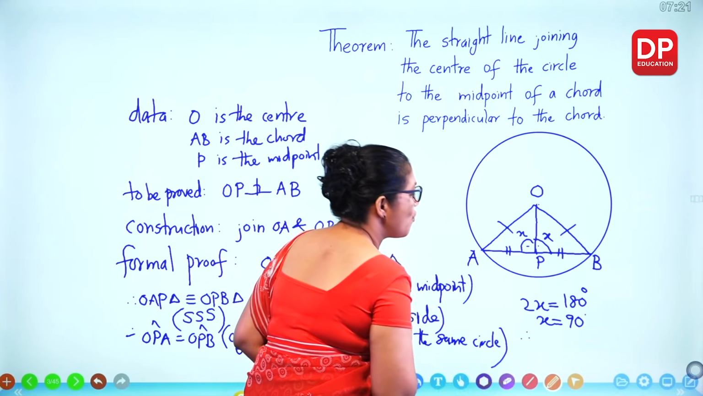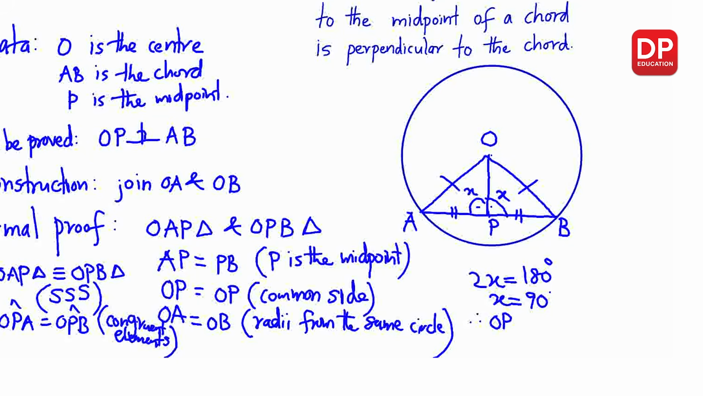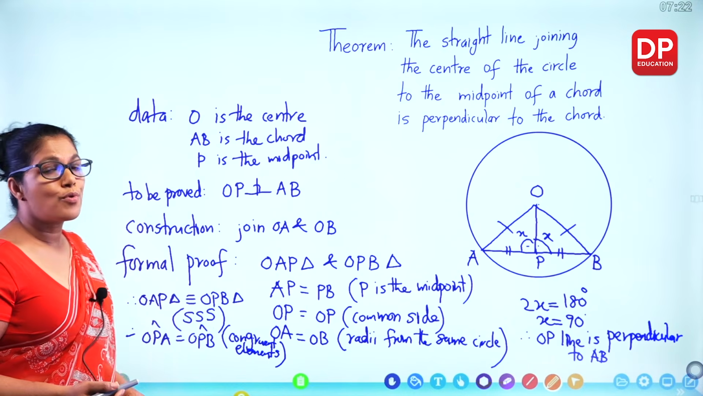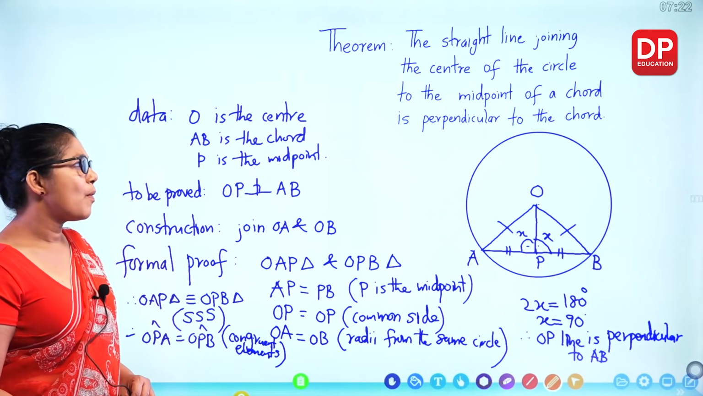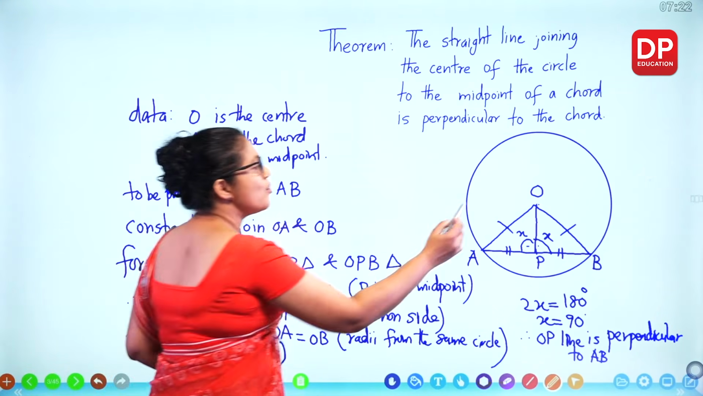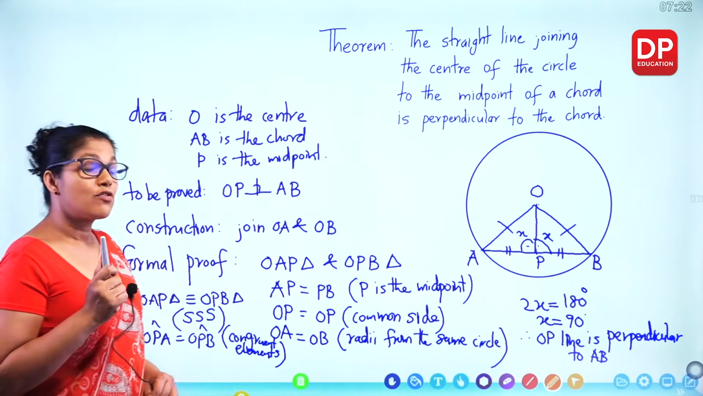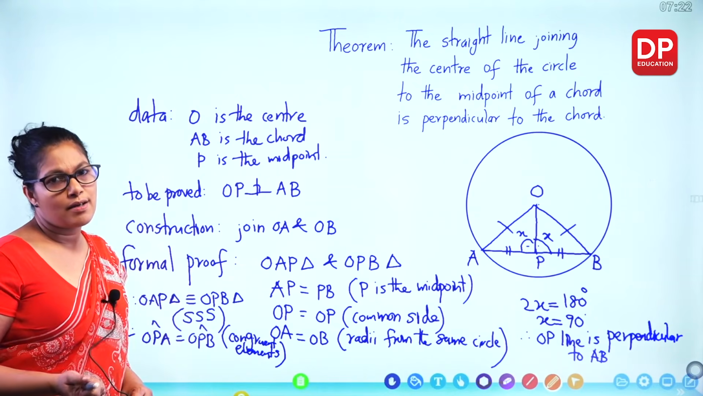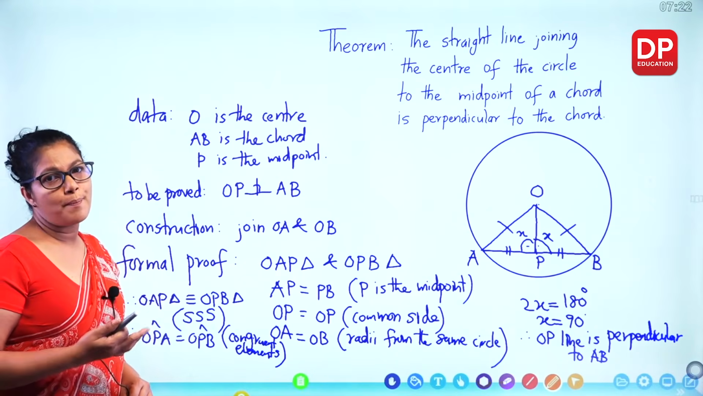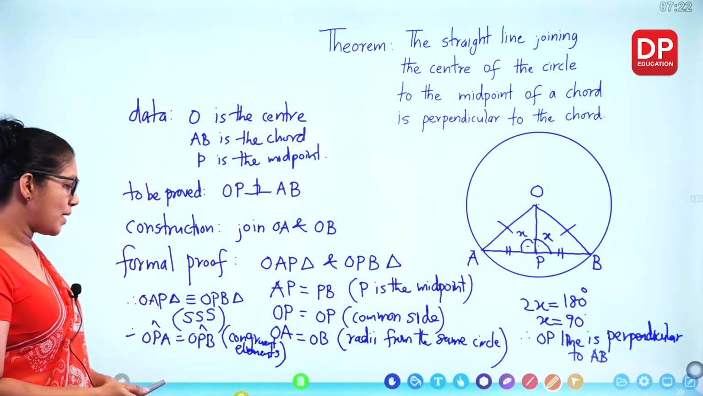Therefore we can say OP line is perpendicular to AB. So that's how we can prove theorem number 1. So what it says is, when you connect the center with the midpoint of the chord, it's always perpendicular to the chord. Now we'll try to apply this theorem in several situations.